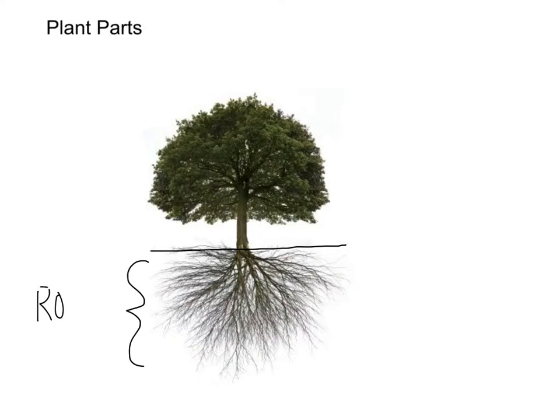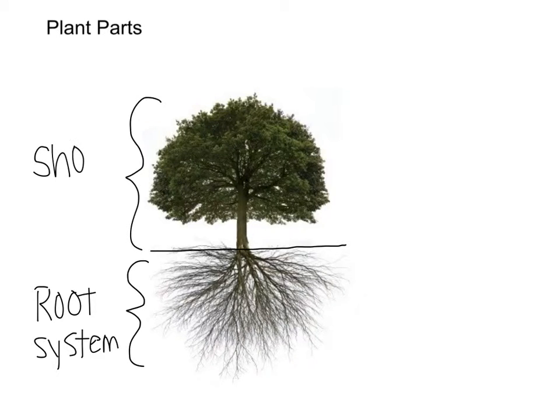Anything that we find below the soil line we refer to as being a part of the root system. And anything that we find above the soil line is a part of the shoot system. So we have our shoots and we have our roots. And each part of the plant is adapted to help the plant perform the process of photosynthesis.